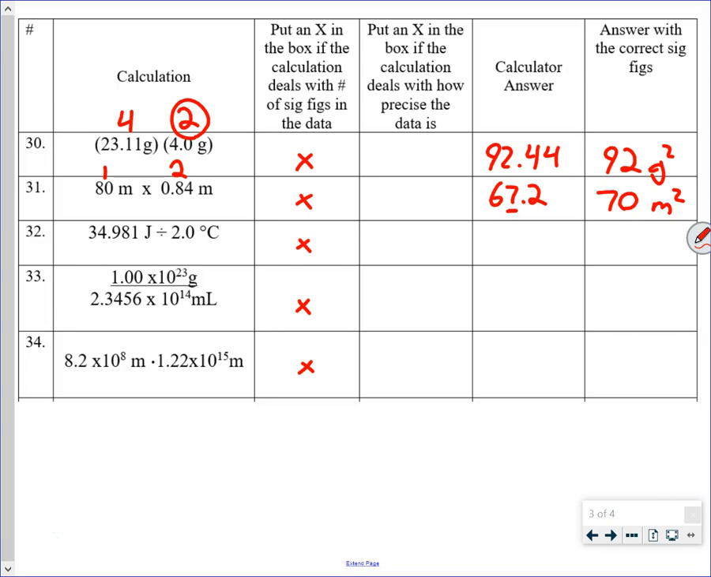In 32, we have a division problem, same rules as multiplication. So let's go through the sig figs first. If we have 34.981, that's 5 sig figs. If we have 2.0, that's 2 sig figs. Our answer can only have 2 sig figs. So I plug this into my calculator. My calculator tells me that I have 17.4905.